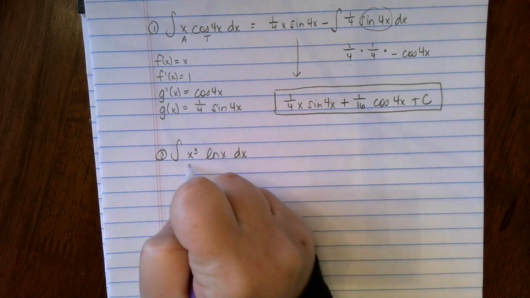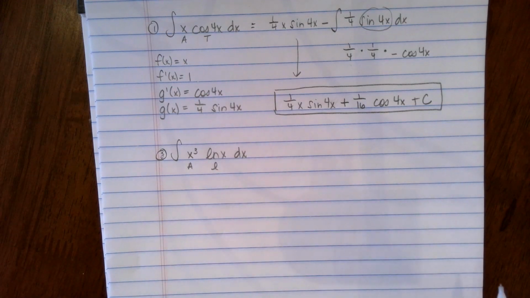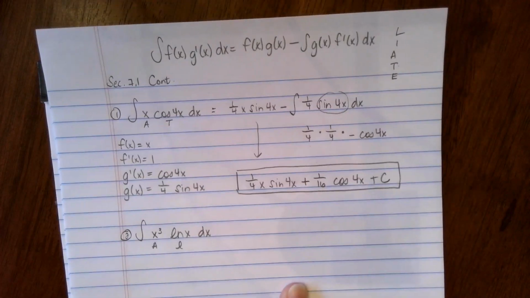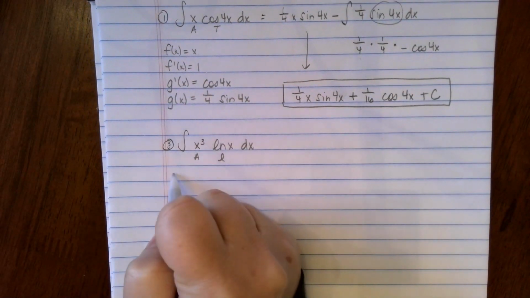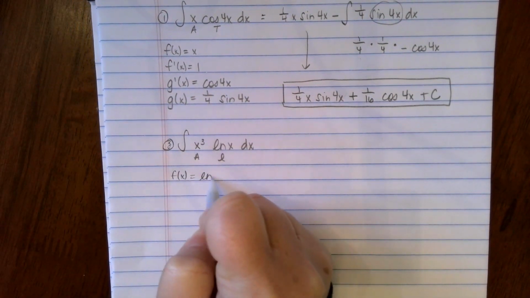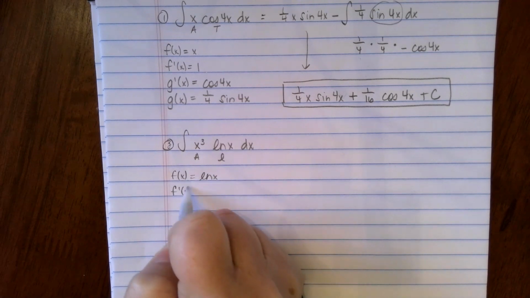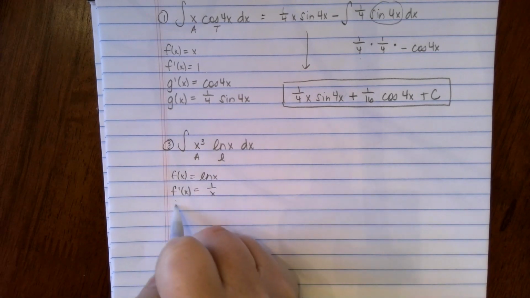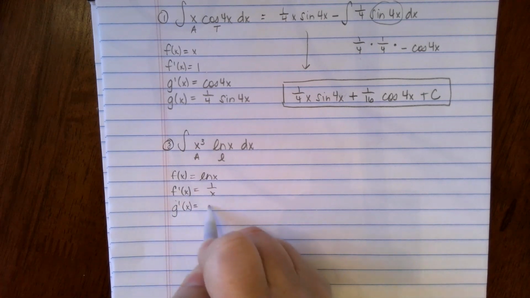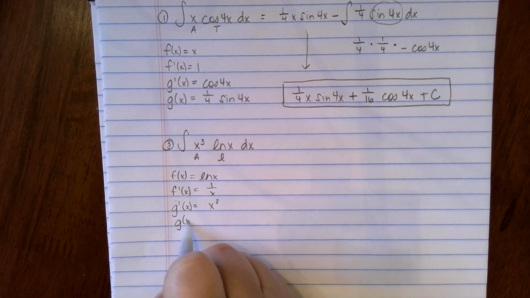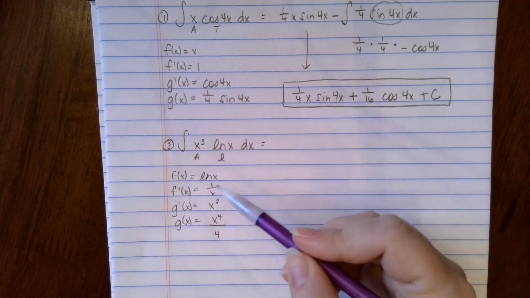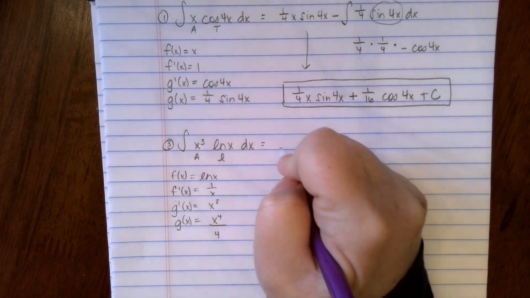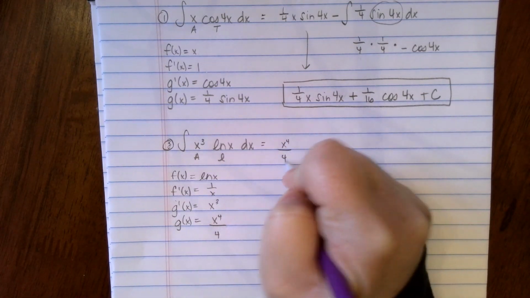All right, so this is algebra. This is an ln. So LIATE, the L is going to come first. So f of x is ln x. f prime of x is 1/x. g prime of x is x cubed, and when we integrate that, we get x to the 4th over 4. So f of x, g of x. So we have x to the 4th over 4, ln x.